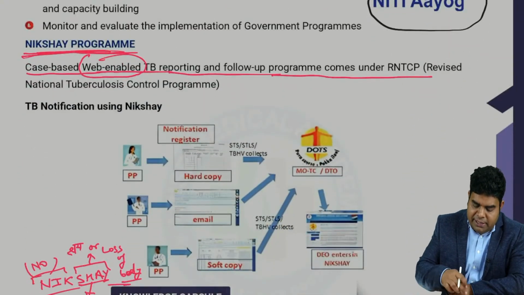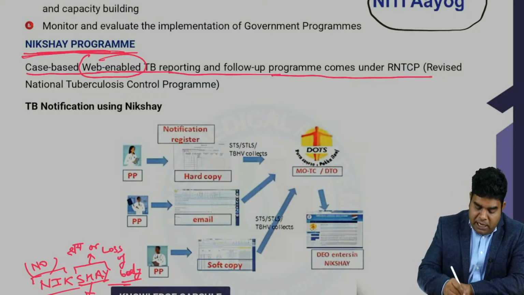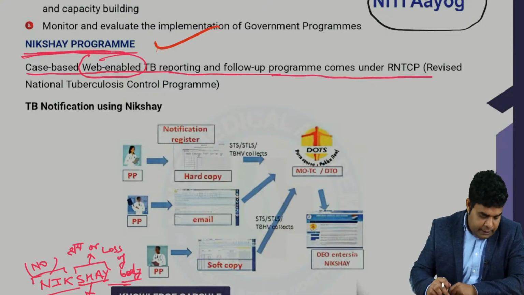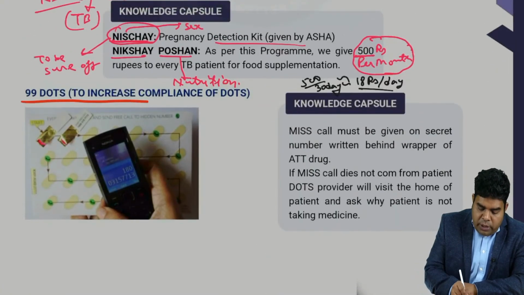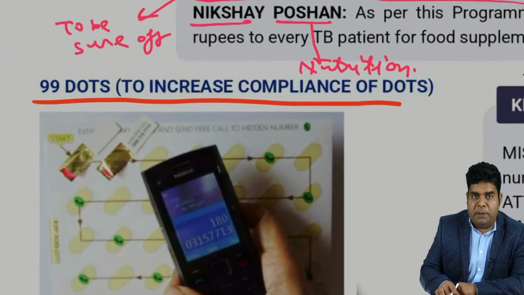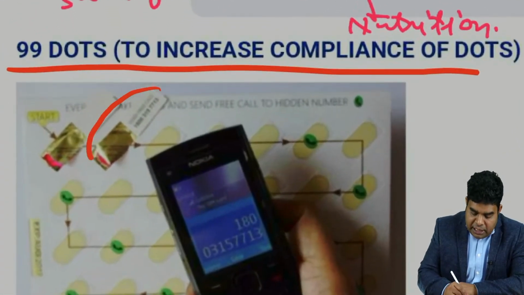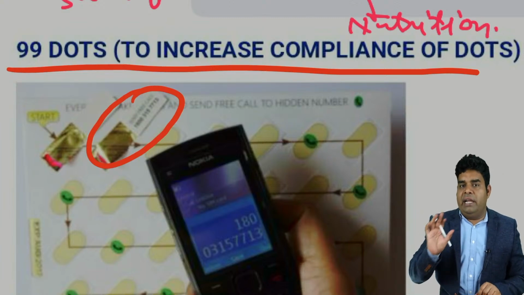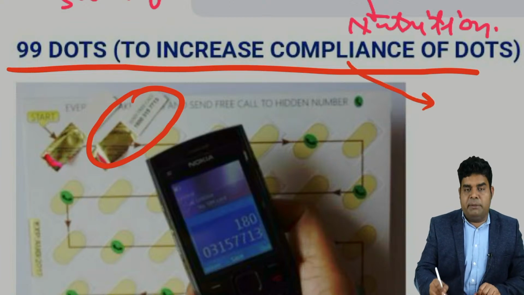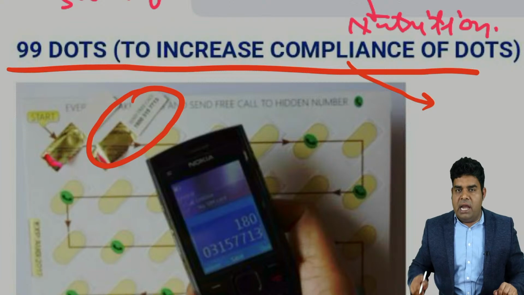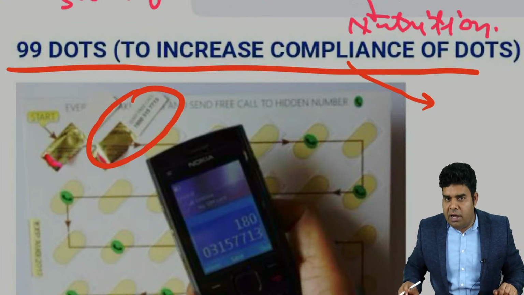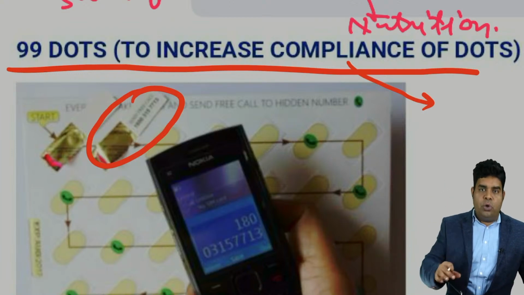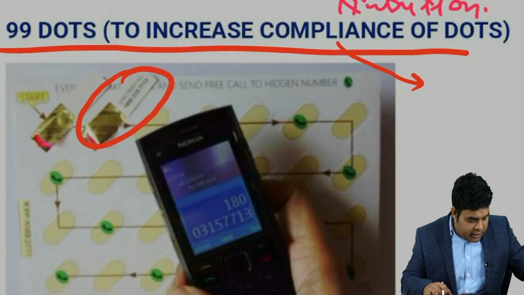And then Nikshay we have already discussed. This is the reporting program for TB. It has been asked recently also. And you can report the patient on the mobile app also. That is under it. Okay. 99 DOTS is also a TB reporting program. Actually, in 99 DOTS, the patient has to give a missed call on a secret number which is behind the wrapper. So if they give the missed call, the government will know that they are taking the drug. And if they are not giving a missed call, then the ASHA will go to their house and ask, hey, why are you not giving a missed call? So the patient can say that I'm not eating the drug, that's why I'm not giving a missed call. And therefore the ASHA can ensure that compliance is there. So 99 DOTS will increase compliance to DOTS.